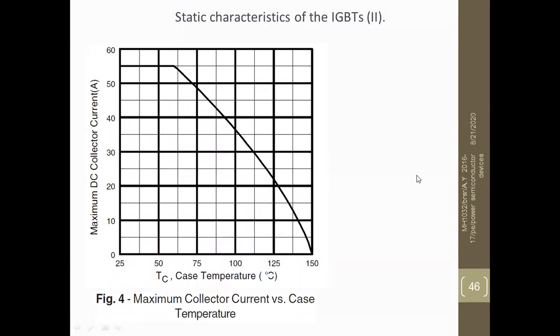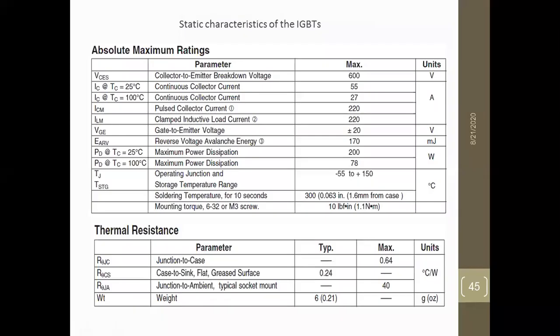At a particular temperature, what should happen? Previously, the continuous collector current at 25 degrees Celsius, we observed, had an ampere rating of 55, and at 100 degrees Celsius it is 27. With increasing temperature, the collector current reduces.